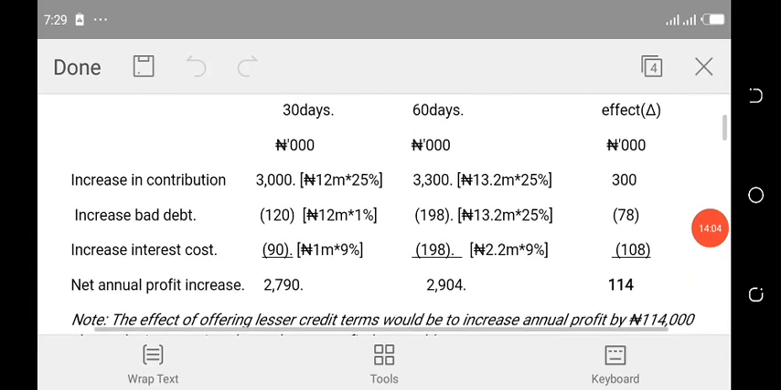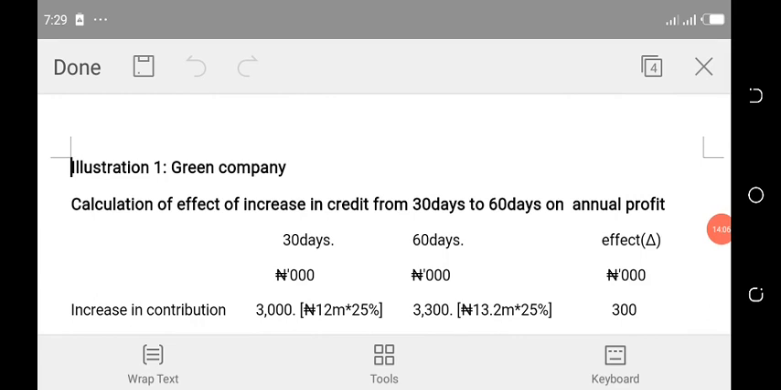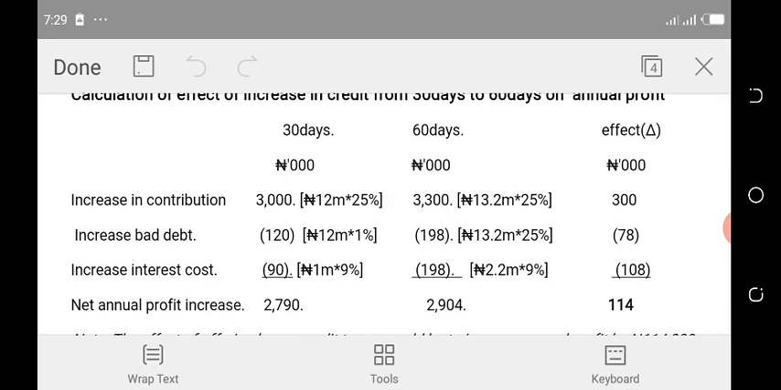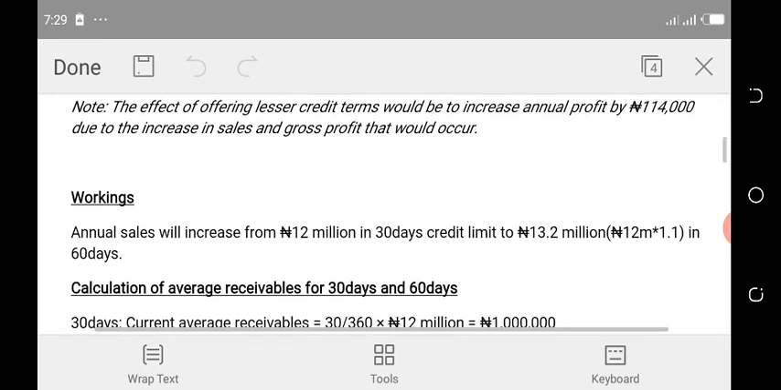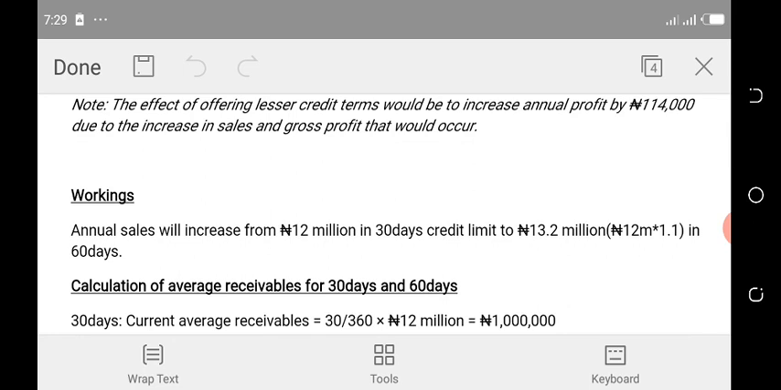So the effect of increase in credit from 30 days to 60 days on annual profit. So how will it affect our annual profit? Now we are told that the annual sales will increase by 10%.